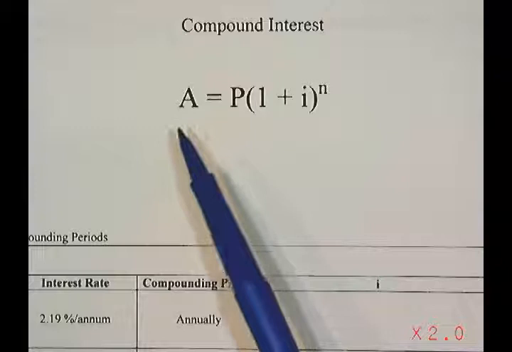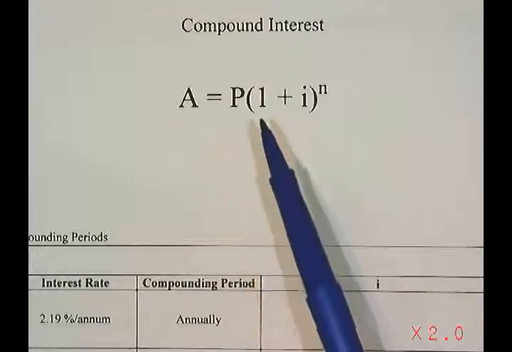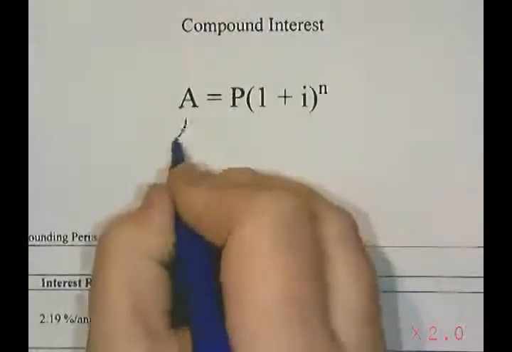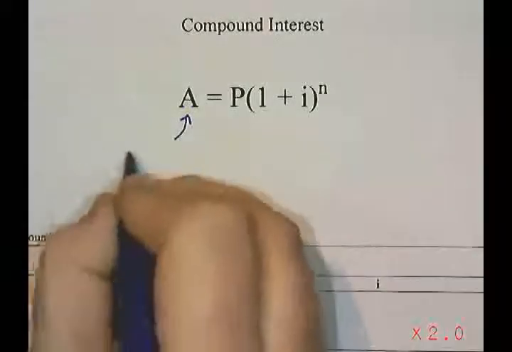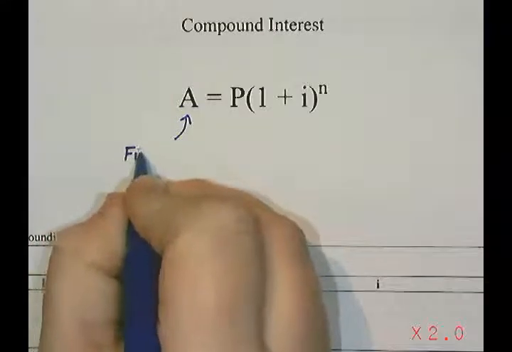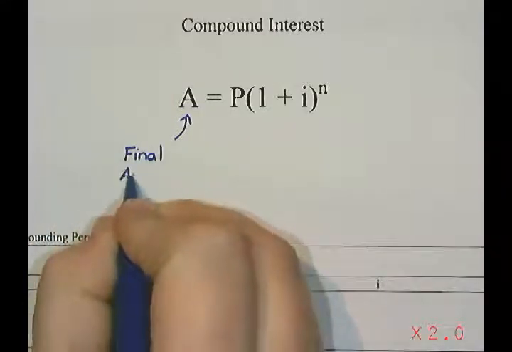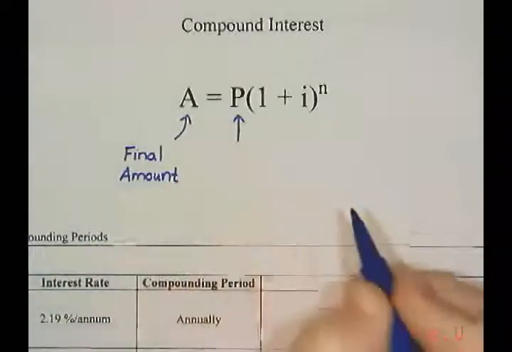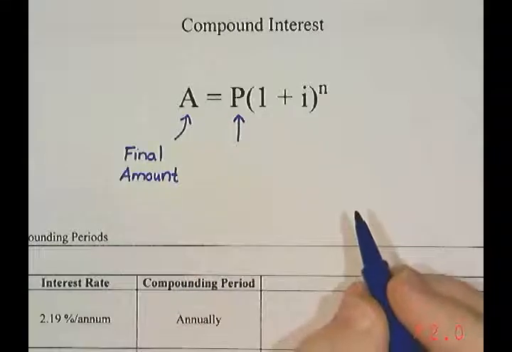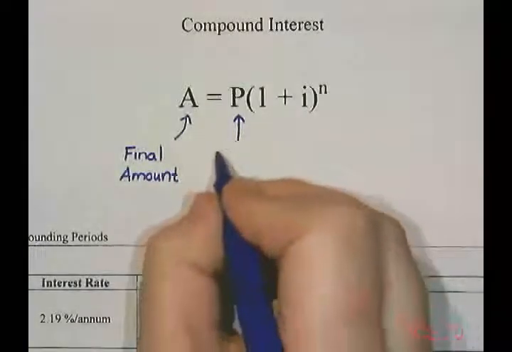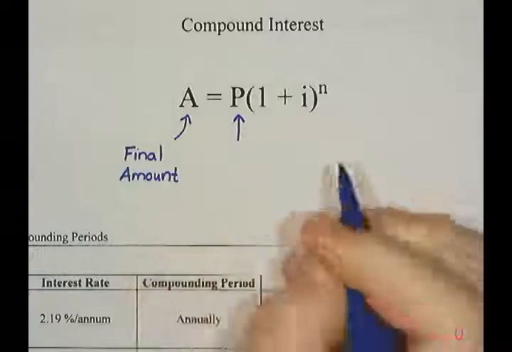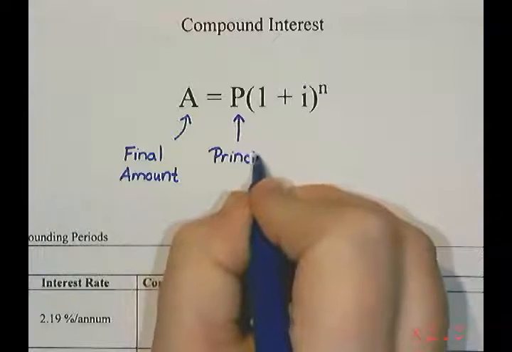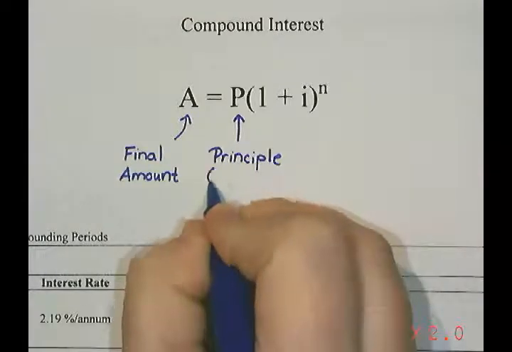So we learned the formula A equals P times (1 plus I) to the power of N. And we're just going to recap. A stands for our final amount, so how much you have at the end of your investment. P stands for your starting amount, your original amount, that amount of money that you put in at the beginning of your investment. And it actually has its own name. It's called a principal. And it is our starting amount.